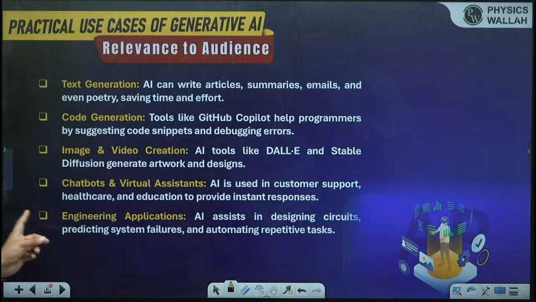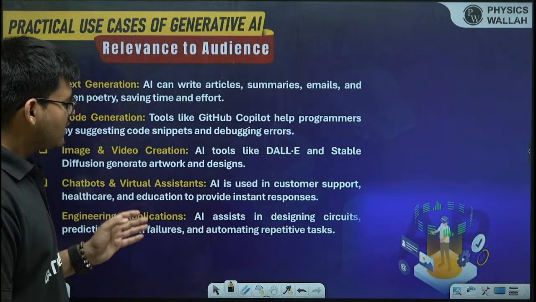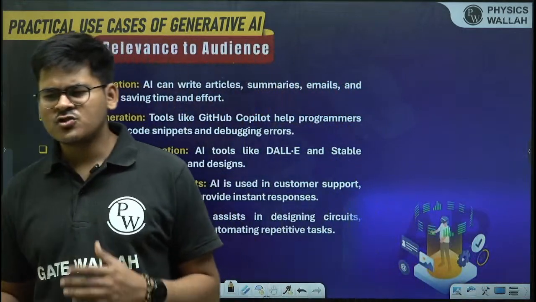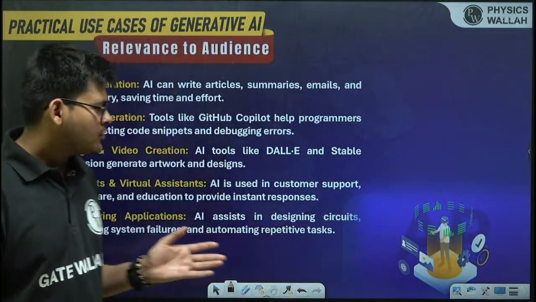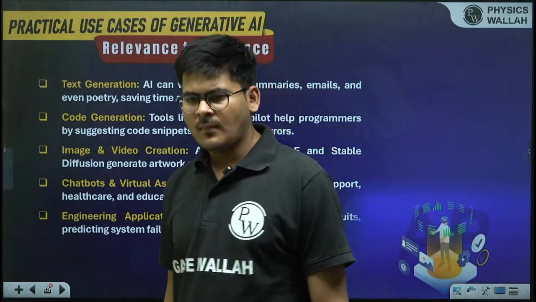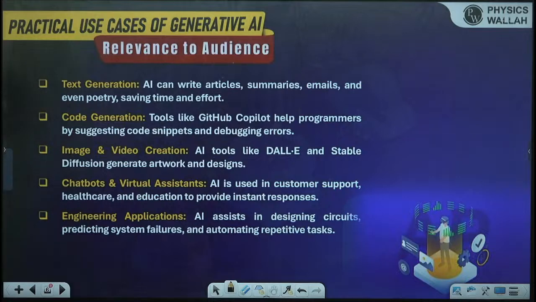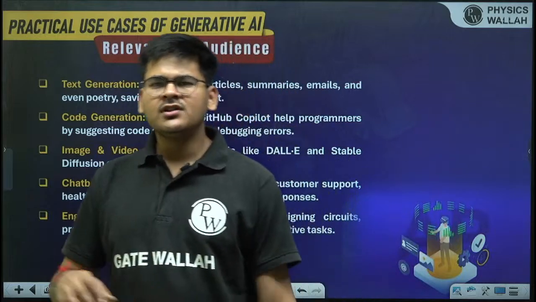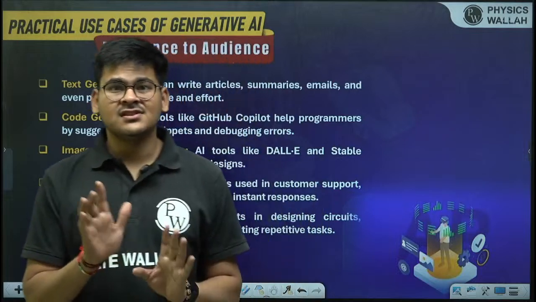Okay, moving ahead, engineering applications. AI assists in designing circuits, predicting system failures, and automating repetitive tasks. You might have seen lots of companies laying off lots of people because they know that AI can do that task very efficiently. That's why you need to be equipped. It is not like AI can do it, so you will not be required. You will be required in industry, but you should have these skills as well.